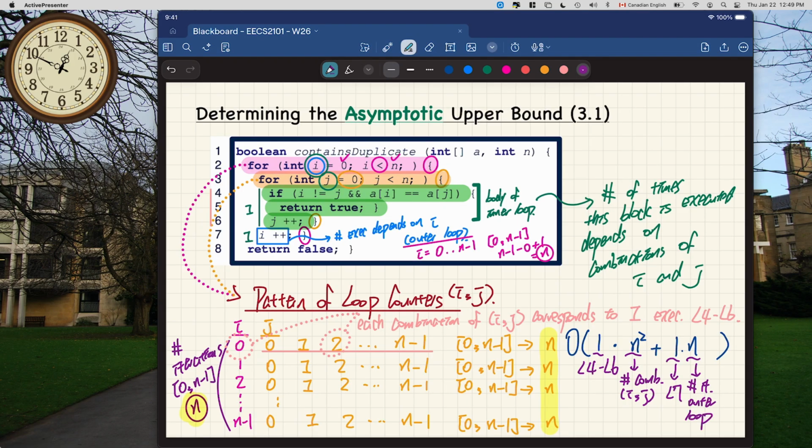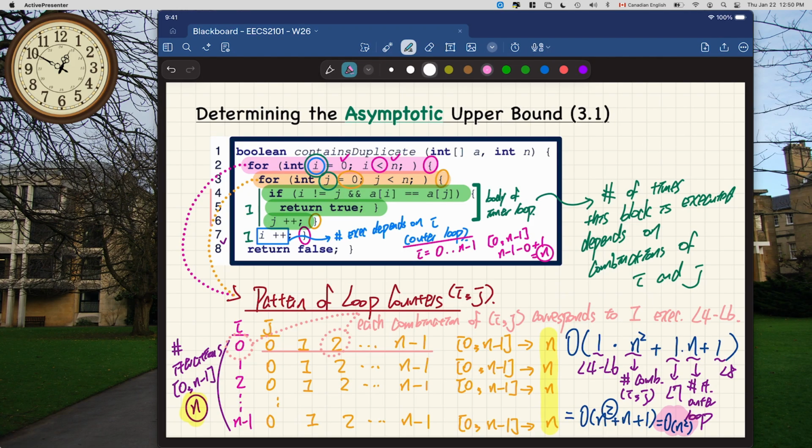And then finally, we have the return statement. Don't leave that out. So we get plus 1, and that one is line number 8. Sum them up, and we simply get big O of n squared plus n plus 1. The highest power is 2, so big O of n squared. That's the ultimate result for this algorithm.